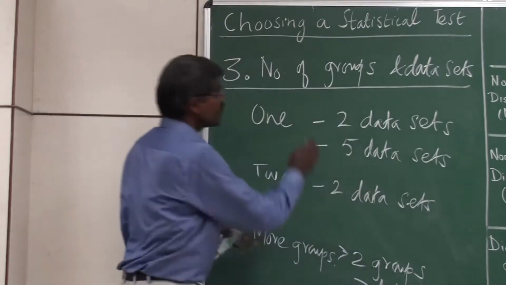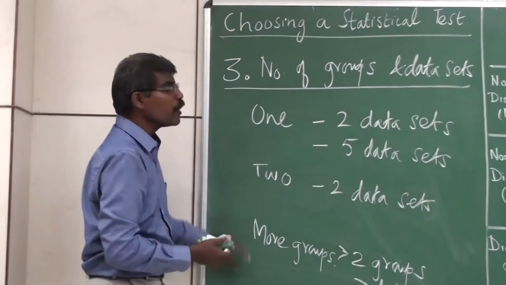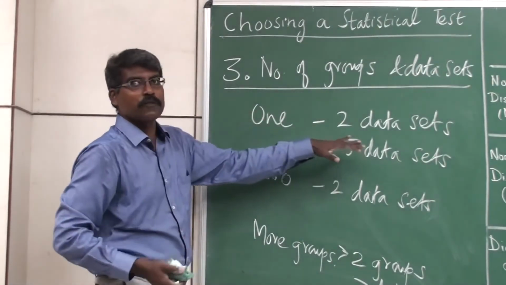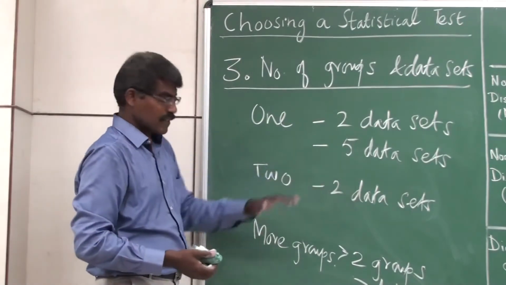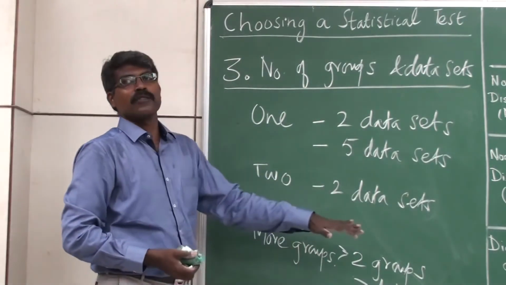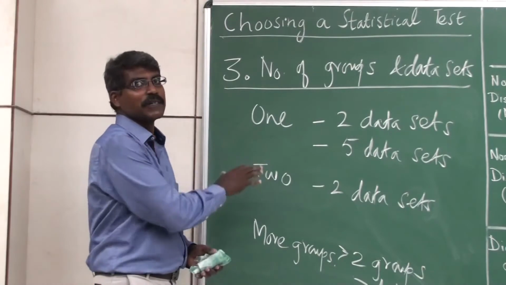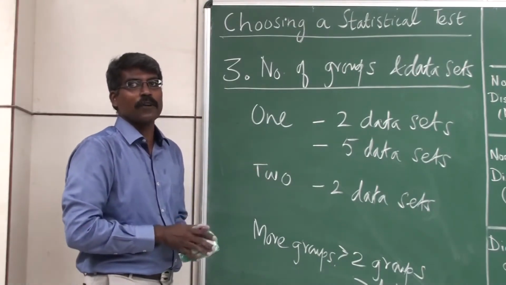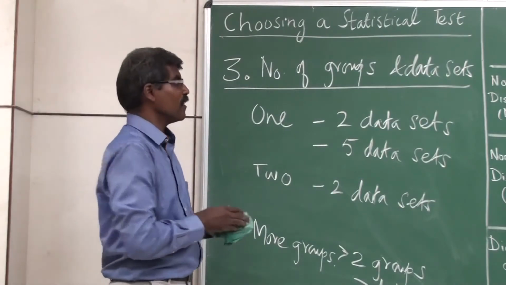So the third factor is the number of groups, and you need to fix any one of these. Do I have one group and 2 data sets, one group and more than 2 data sets, 2 groups and 2 data sets, or more than 2 groups and more than 2 data sets? That's the third factor which you need to fix to select which statistical test you want to do for analysis of data. Right.